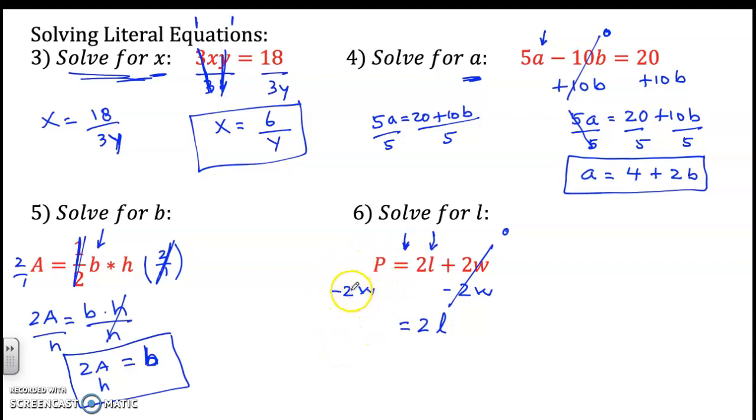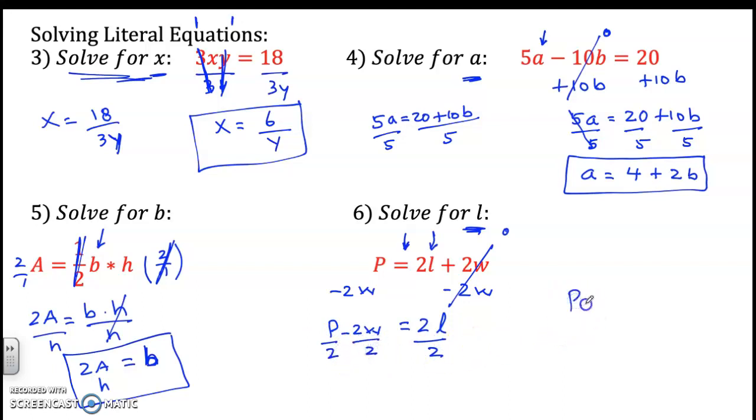Can I combine them? No, they're different variables. Therefore, they're not like terms. So I have to write them both. P minus 2W. My last step, concentrate. What are we doing? We're leaving the L by itself. Here's the L. What's next to the L? The 2. Is multiplying. Divide by 2. Again, divide by 2, divide by 2.